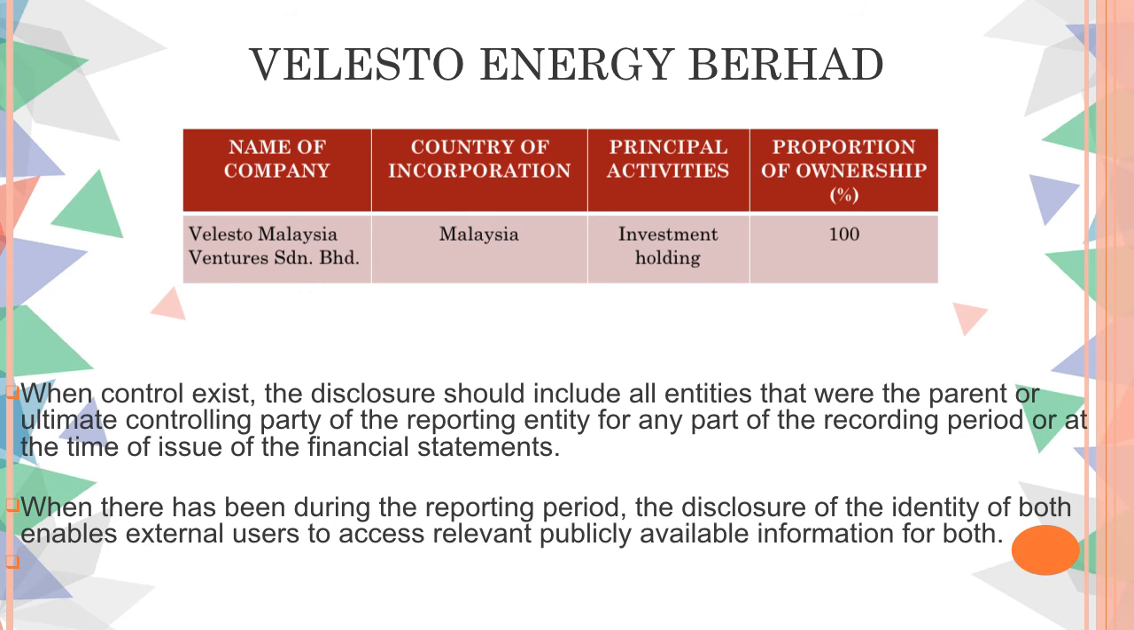Okay, next for Velesto Energy Berhad, it shows that Velesto Malaysia Venture Sdn Bhd is one of Velesto Energy Berhad's subsidiaries. The company is located in Malaysia. The principal activity of this subsidiary is investment holding. The proportion of ownership of this subsidiary is 100%. When control exists, the disclosure should include all entities that were the parents or ultimate controlling parties of the reporting entity for any part of the reporting period or at the time of issue of the financial statements.